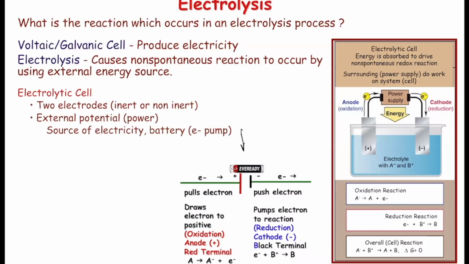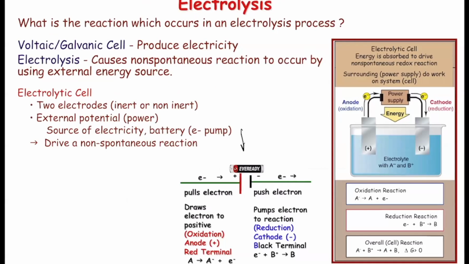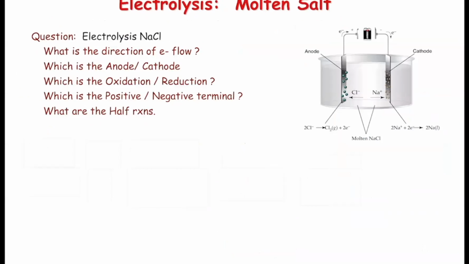External potential, a power source of energy. You've got to drive a non-spontaneous reaction. Okay, those are the major features of an electrolytic cell. Let's take a look at electrolysis. What happens when we do electrolysis?